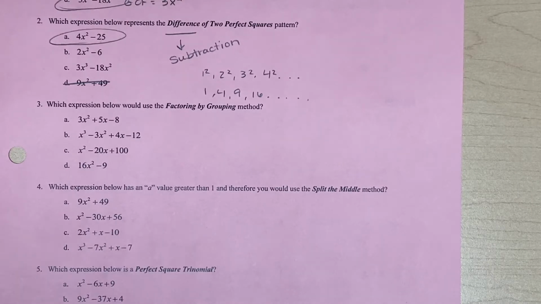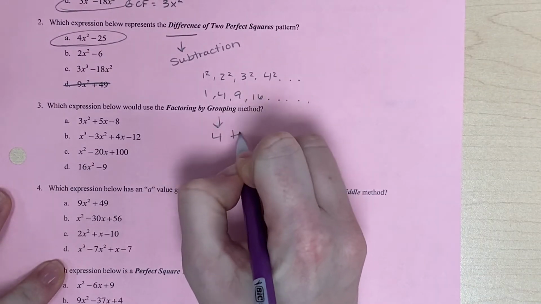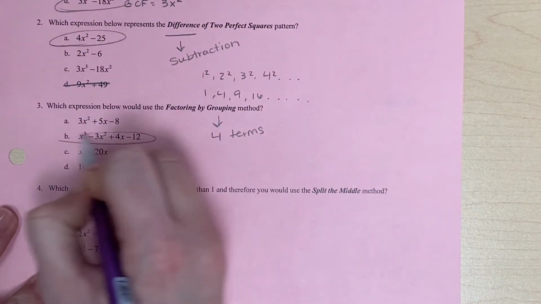For number 3, it says, which expression below would you use factor by grouping? Well, you use grouping when you have 4 terms. So really when it says factor by grouping, you're just looking for the one that has 4 terms, which in this case would be B.